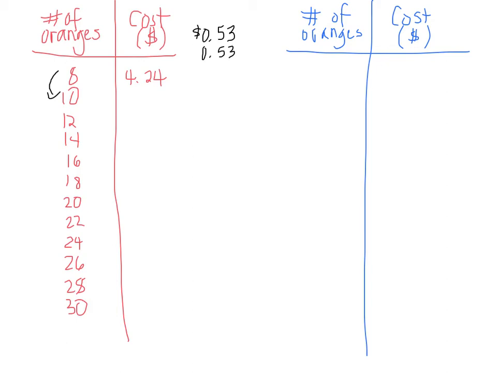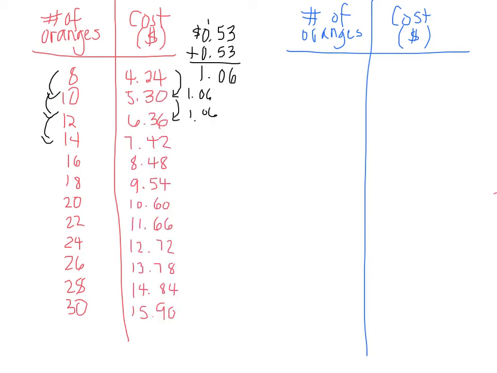Well, if 1 orange was 53 cents, how much would it be for 2 oranges? 53 cents plus 53 cents is $1.06. So we're going to add $1.06 every time until we get to 30, because we're counting by 2s. For every 2 oranges, we need to add $1.06. There, we've gone all the way up to 30. Now I know the price for 30 oranges from store A. 30 oranges is going to cost me $15.90.